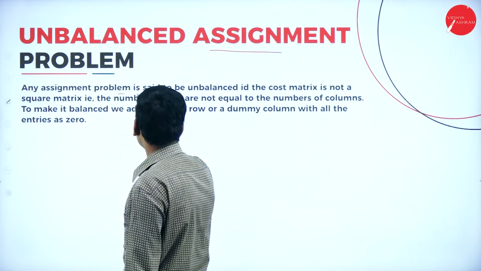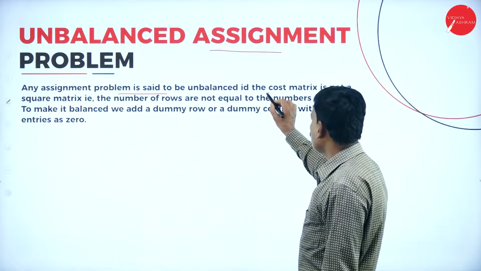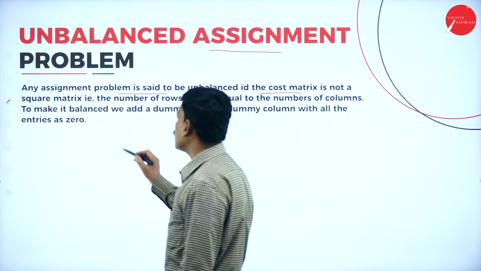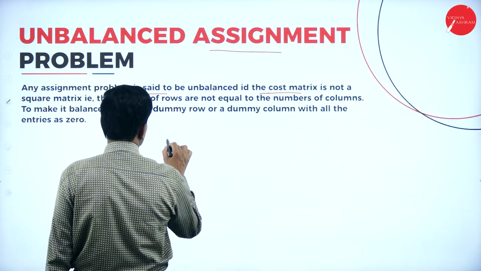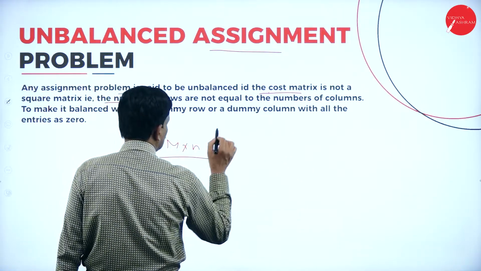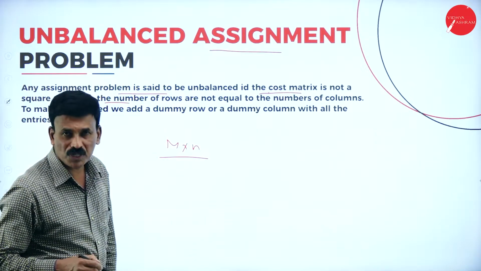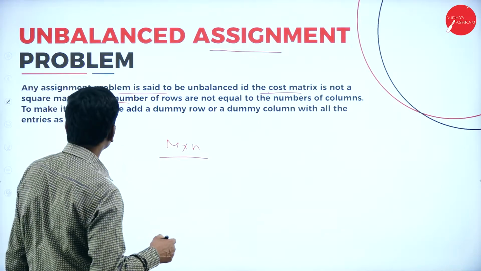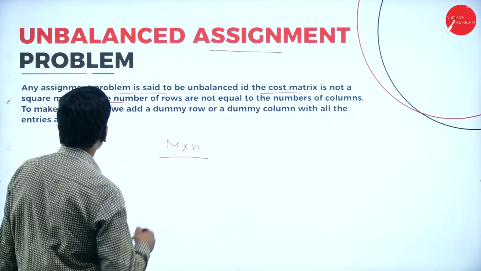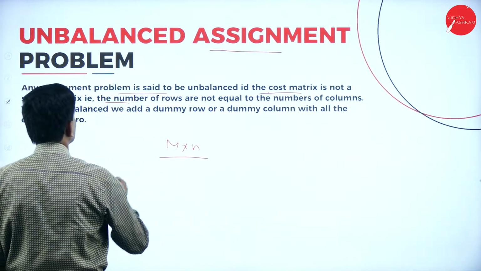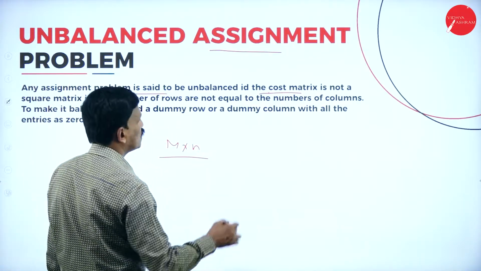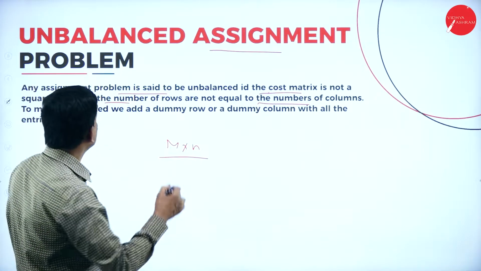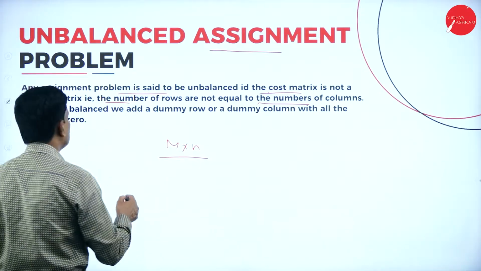An assignment problem is said to be unbalanced if the cost matrix is not a square matrix. If it is not a square matrix of order m into n, that is, the number of rows is not equal to the number of columns, then it is called an unbalanced assignment problem.